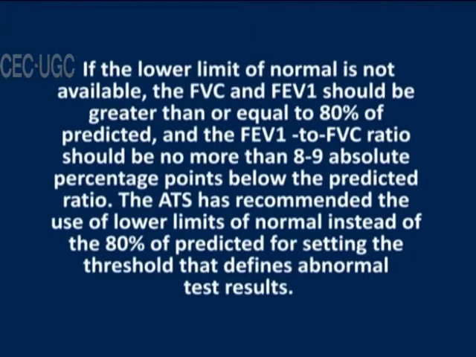If the lower limit of normal is not available, the FVC and FEV1 should be greater than or equal to 80% of predicted, and the FEV1 to FVC ratio should be no more than 8 to 9 absolute percentage points below the predicted ratio. The ATS has recommended the use of lower limits of normal instead of 80% of predicted for setting the threshold that defines abnormal test results.